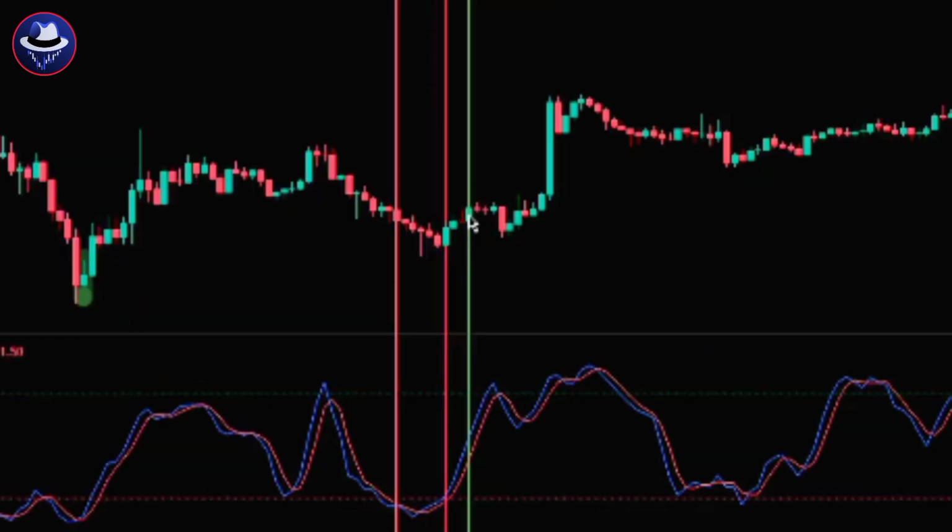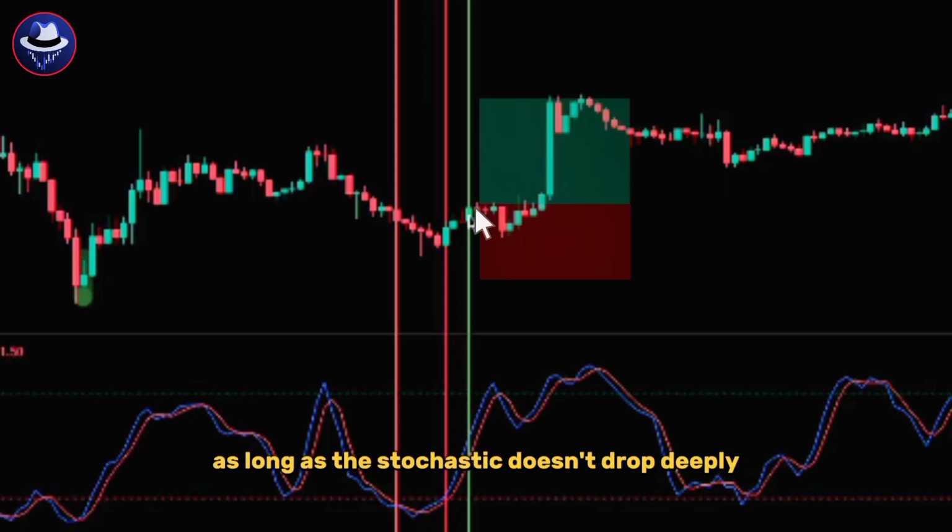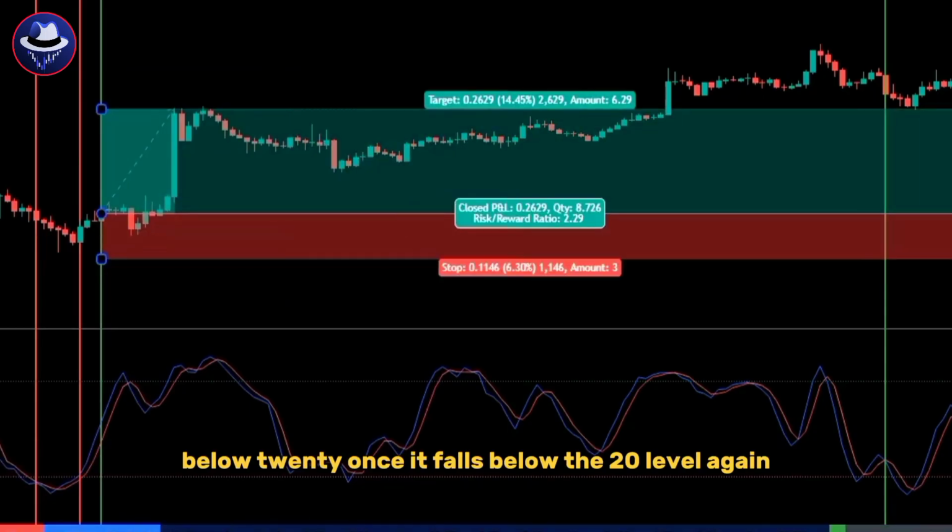Then we wait just a bit more, until the stochastic moves above the 20 line, and the green line on the chart is touched or crossed. Once that happens, we're ready to enter the trade. You could even hold your trade as long as the stochastic doesn't drop deeply back into the oversold zone, below 20.